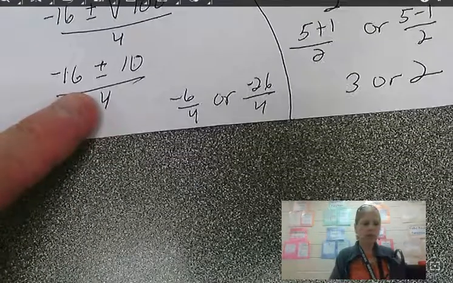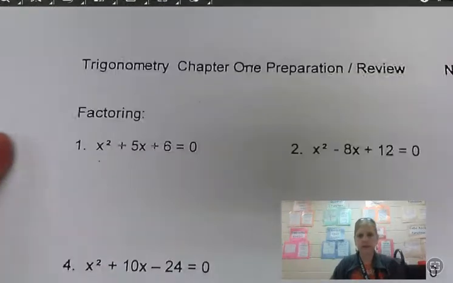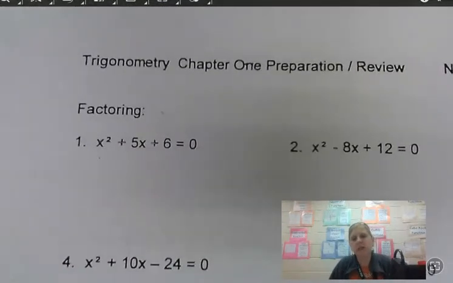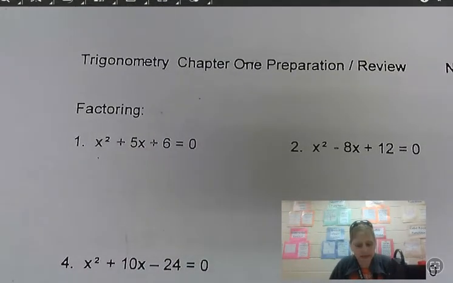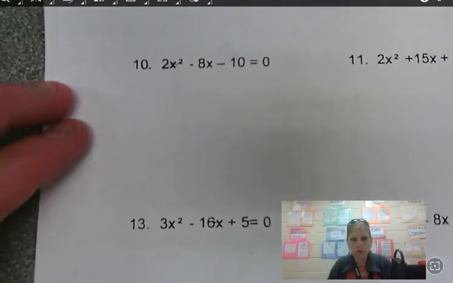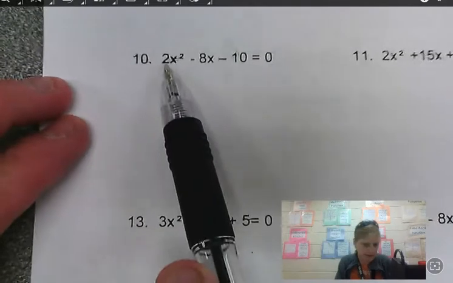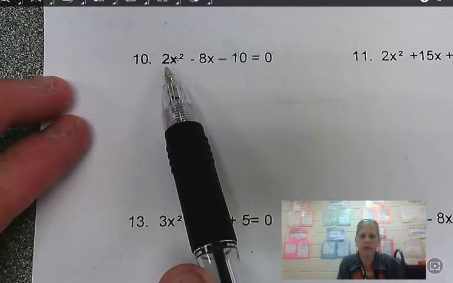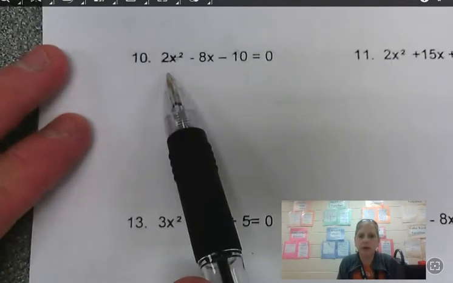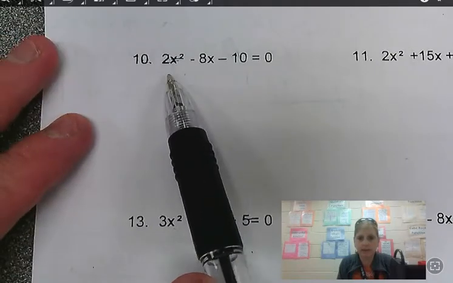So what you're going to do for your assignment is you're going to do the opposite side, and that's just practicing your factoring. Most of them are just simple factoring. Notice when you go down to number 10, we have a coefficient in front of your x squared, and so it's going to be a little bit harder to factor, so slow down there and work through those.